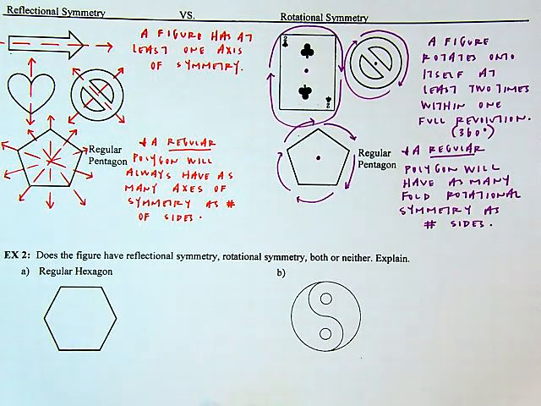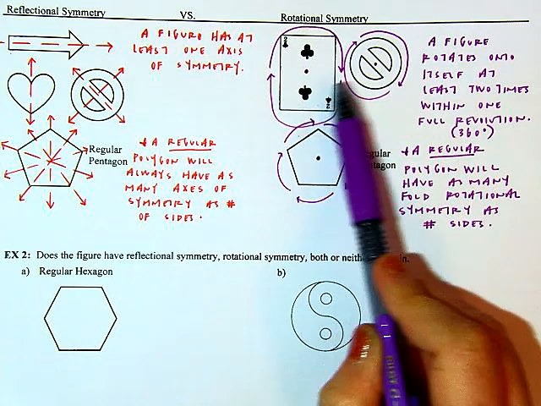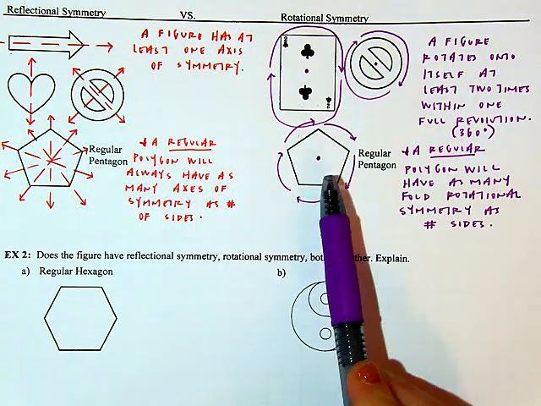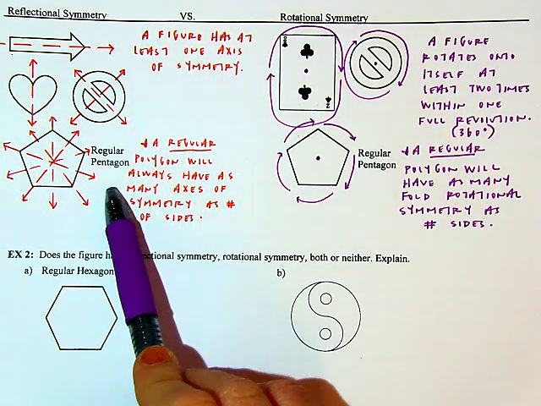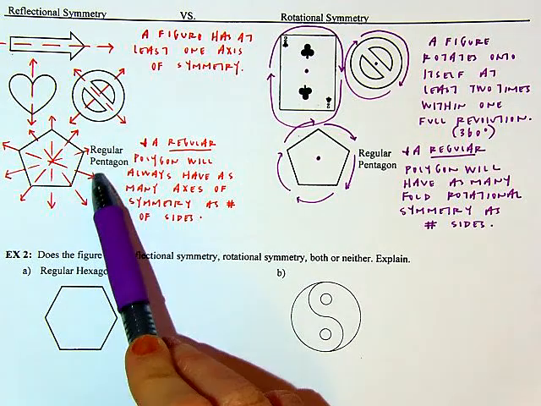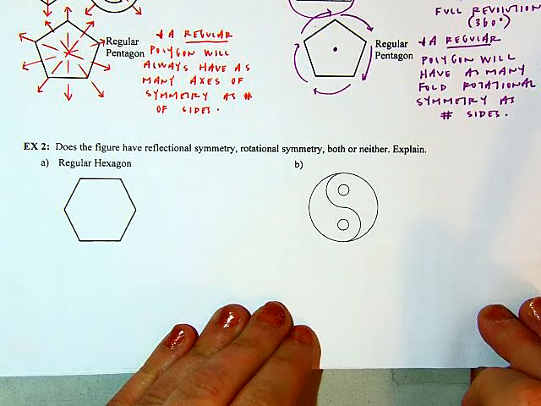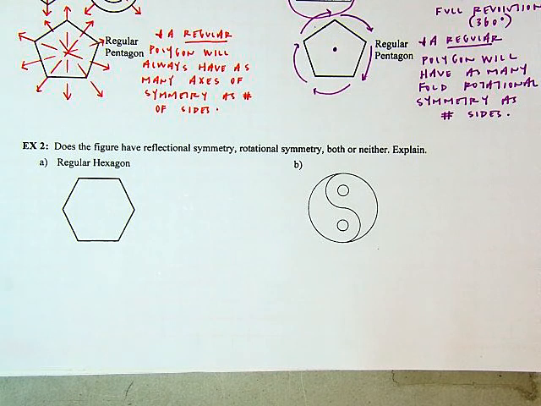All right, so my playing card here and the no smoking sign, these both have twofold rotational symmetry. The regular pentagon has five-fold rotational symmetry. It also had 5 axes of symmetry when we're talking about reflectional symmetry. All right, so now I'm giving you 2 shapes, and I'm saying, does the figure have reflectional symmetry, rotational symmetry, both, or neither? And then explain.